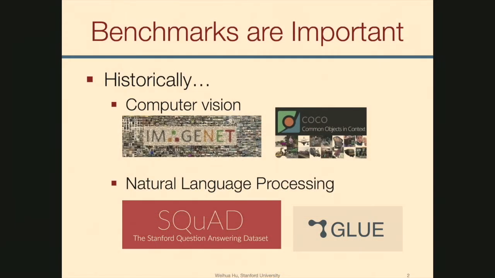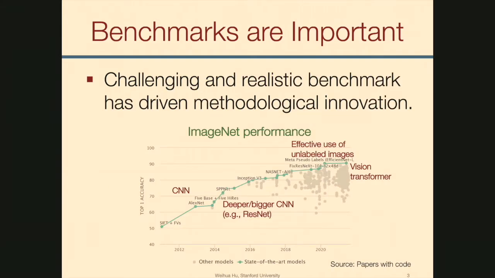So the starting point of this project is the realization that benchmarks are really important. Historically, this has been exemplified by the success of ImageNet and MS-COCO in computer vision, and the success of SQuAD and GLUE benchmark in the field of natural language processing. Concretely, these challenging and realistic benchmark datasets have really driven a lot of methodological innovations in the field. For example, in the computer vision community, ImageNet is really successful, and many methods have been developed to achieve better and better accuracy, as shown in this figure. And at each accuracy improvement, very innovative methods have been developed, such as the introduction of convolutional networks, making them deeper, and the use of more unlabeled data to further improve the performance.